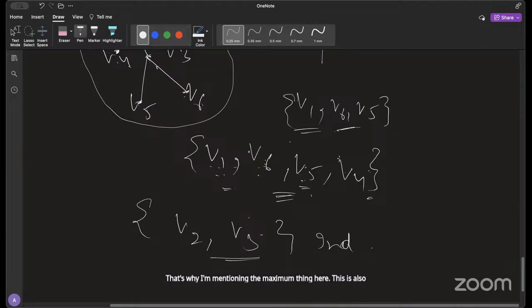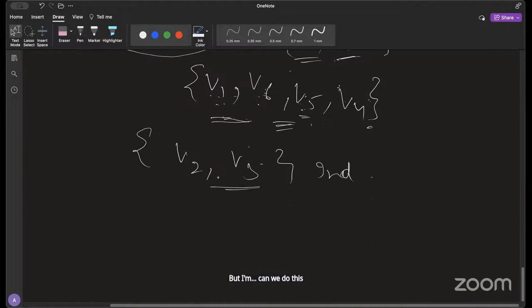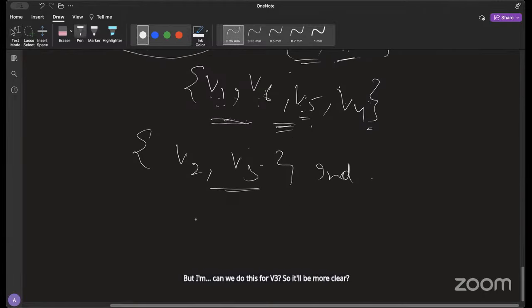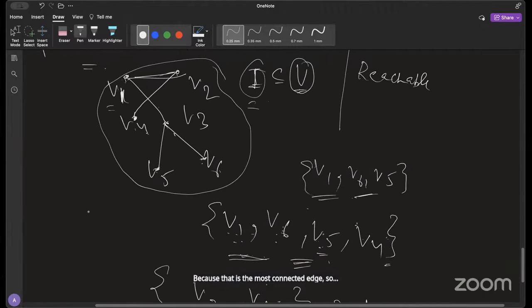This is also an independent set. So in a way, V6, V5, and V4 is more of a practical application of this, because we'll do an example on this. Yeah, because then you'll be able to see. Madam, can we do this for V3 so it will be more clear? Because that is the most connected edge. So yeah, let's do it for V3.